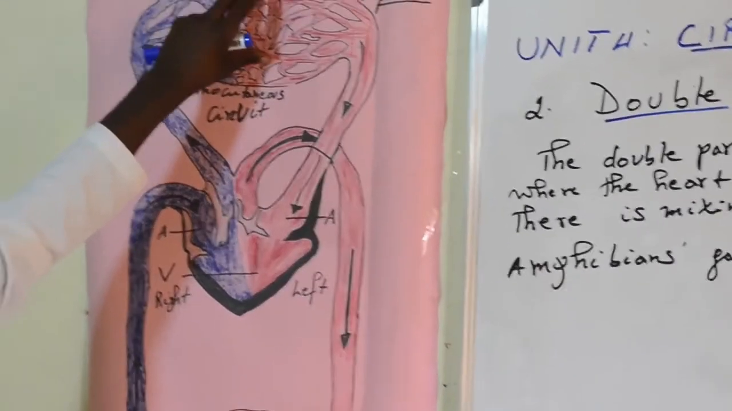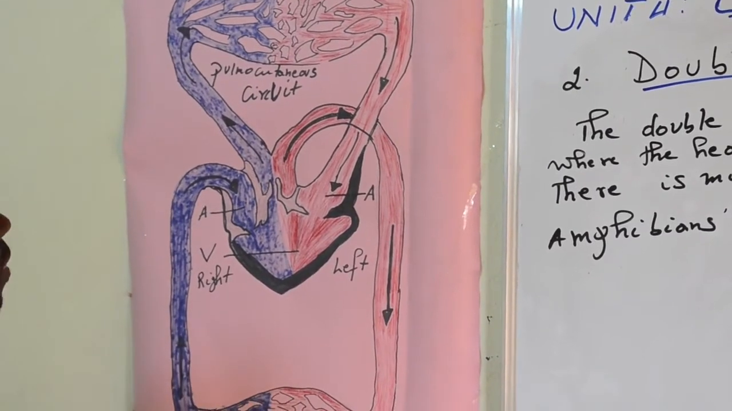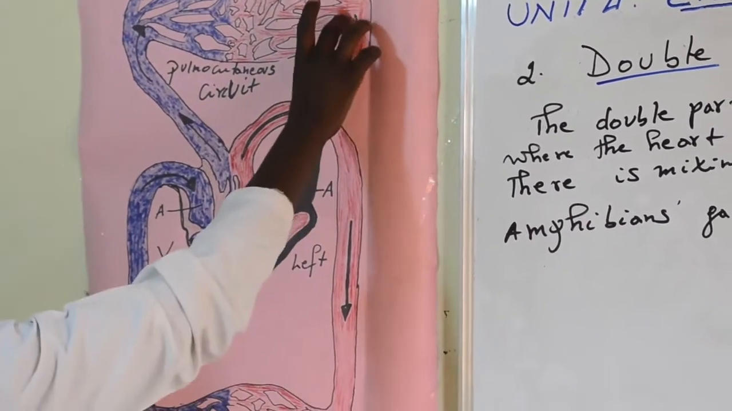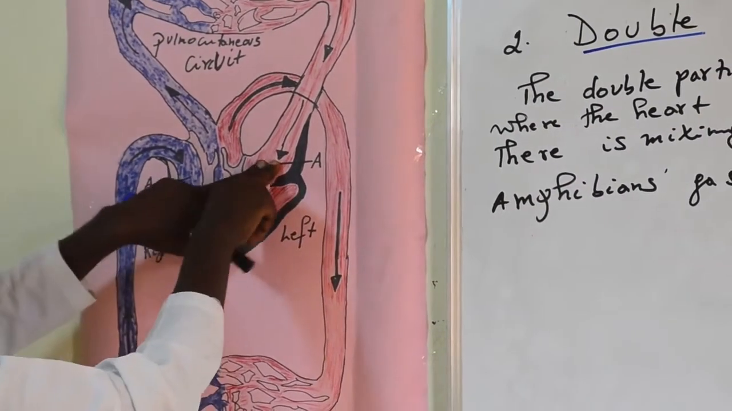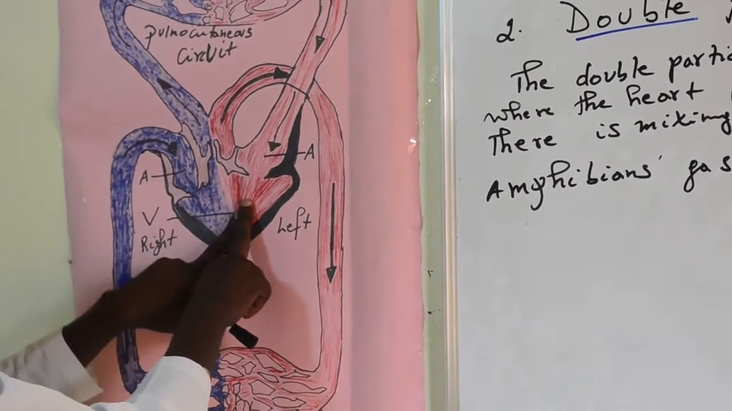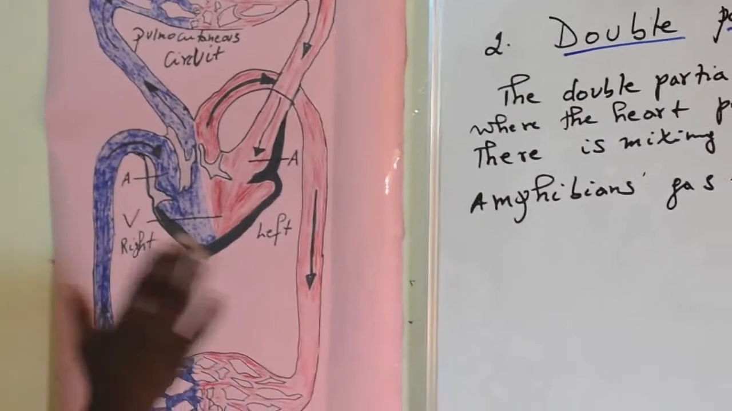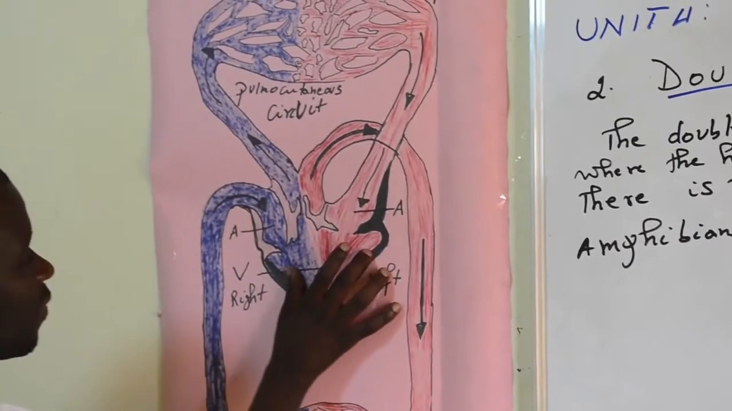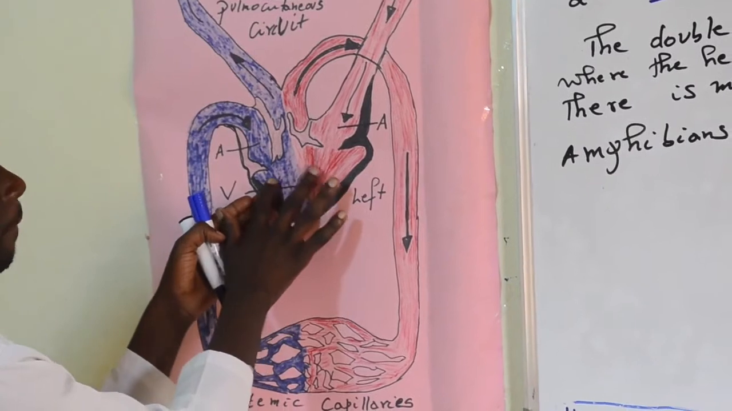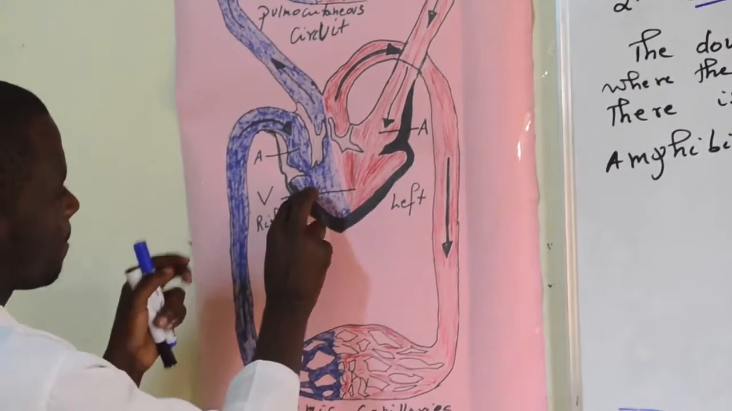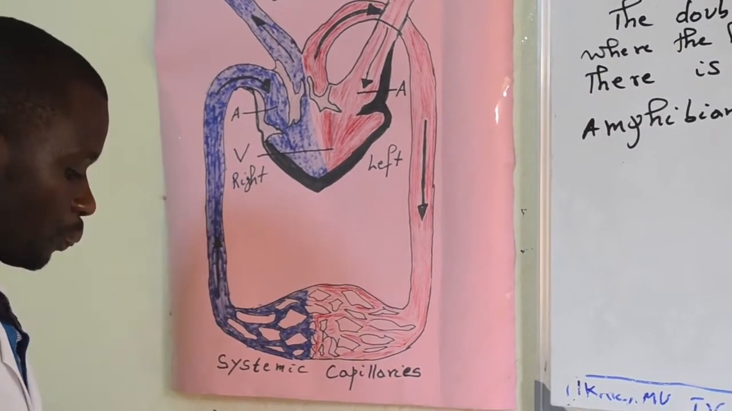After getting oxygenated, blood returns back to the heart through the pulmonary vein, and blood enters into the left atrium, where it is pumped to the ventricle again. To the ventricle, I don't say left or right ventricle because you have one ventricle. You can see that there is some mixing of venous blood and oxygenated blood. That's why you say it's double partial.